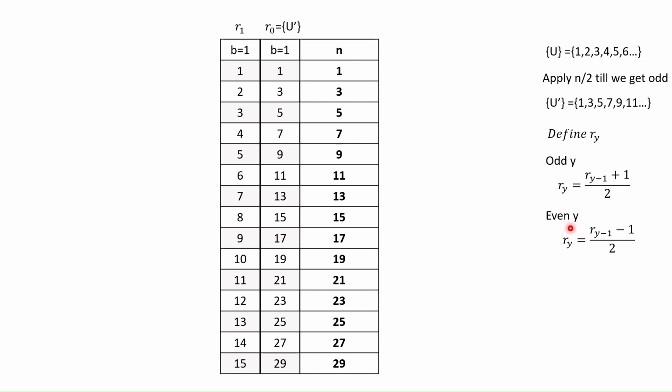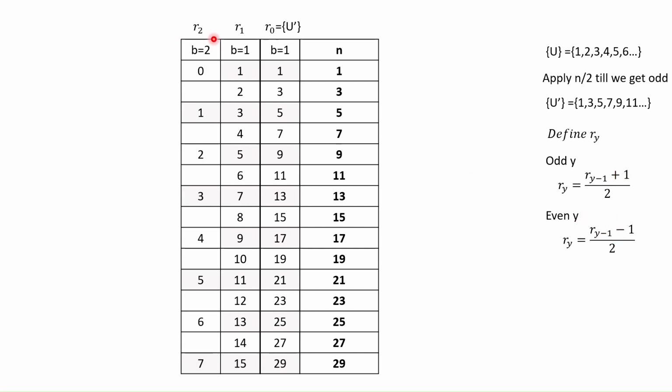We first of all define the rule for even y. For even y, the rule is R_(y-1) minus 1 by 2. Only slight variation. Here we have plus 1, here we have minus 1. Now let's define the set R2. Now there is one thing that we need to keep in mind. We are not going to be expanding these even numbers. If for any value we get an even number, we would not be expanding these even numbers. We will only expand till the number is odd.